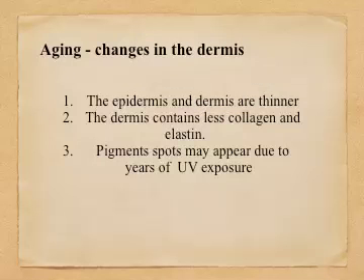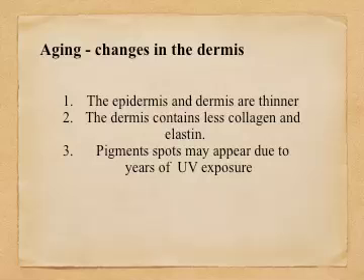In aging, as you age, your epidermis and dermis are thinner. That's because you have less mitosis going on. Also, the dermis does not make collagen and elastin so much through the aging process. The other thing that you may notice, pigment spots. After years and years of UV exposure, you can have permanent pigment spots that don't just appear in the summer or when you're exposed to UV light.